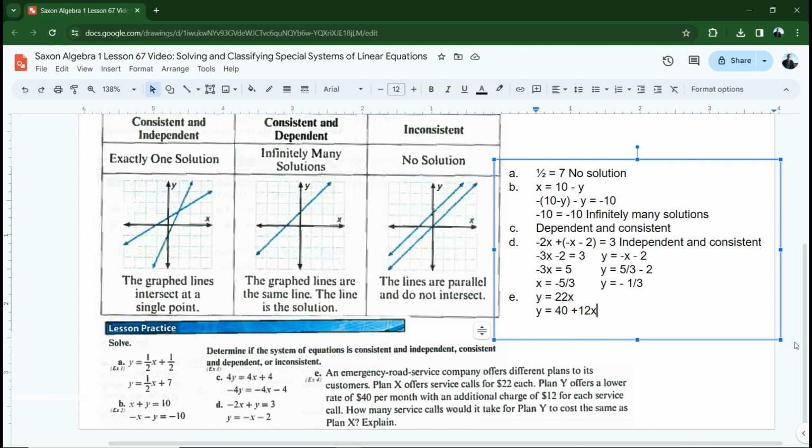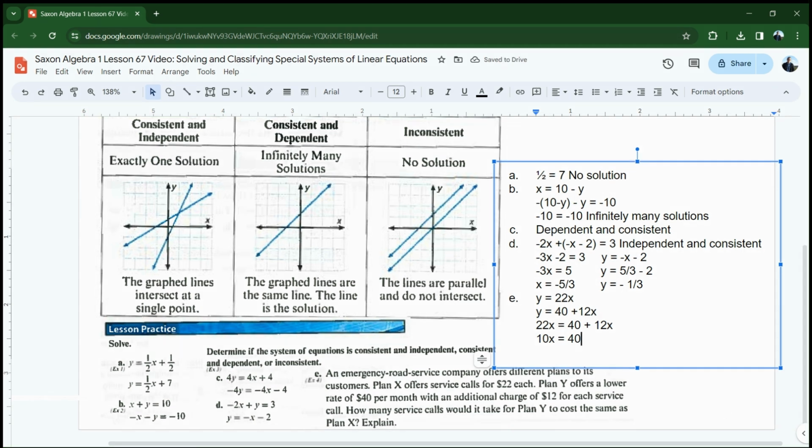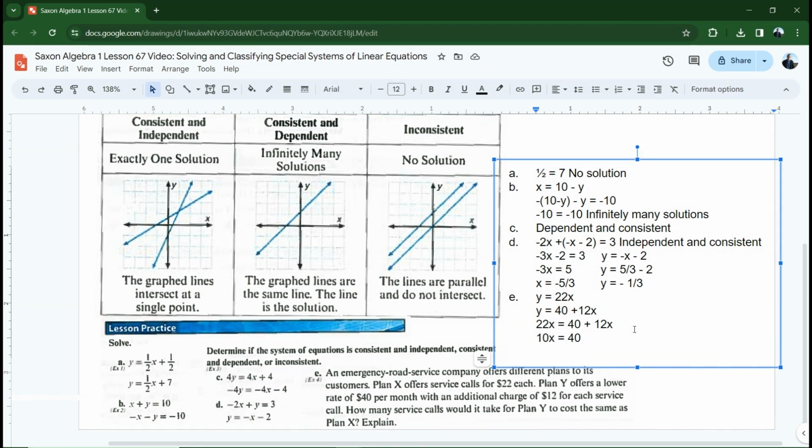So the question is, how many service calls does it take for plan Y to cost the same as plan X? Well, since they both equal y, I can set them equal to each other. 22x equals 40 plus 12x. I'm going to subtract 12x from both sides. That gives me 10x equals 40. Let me just make sure I did that right. Okay. And then I'm going to divide both sides by 10. x, the number of service calls, equals 4.